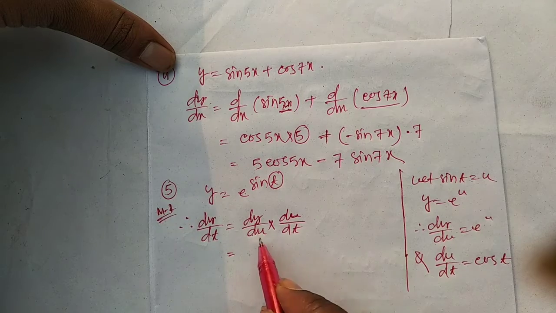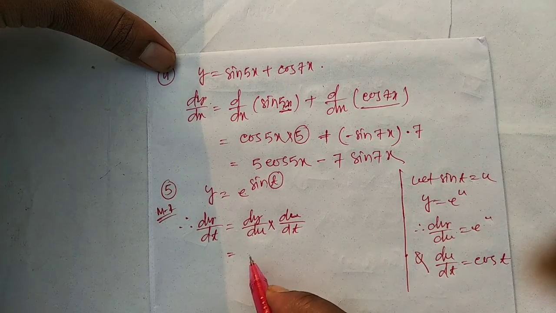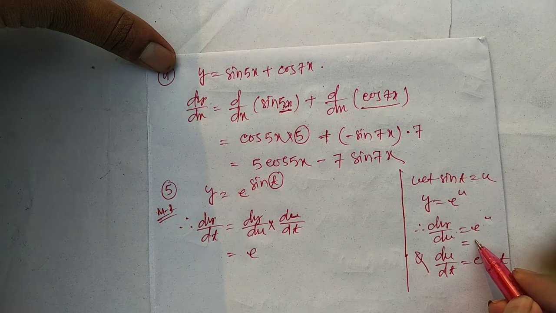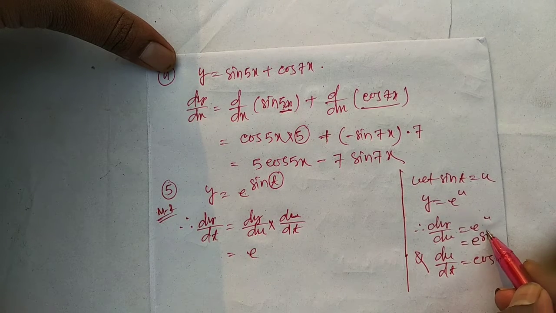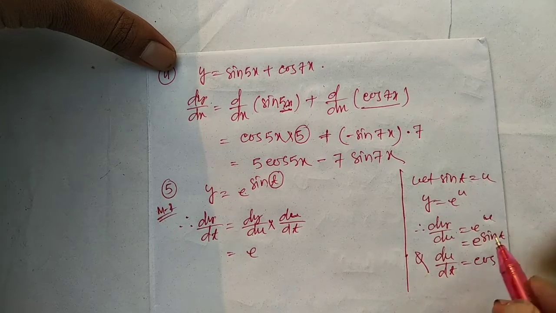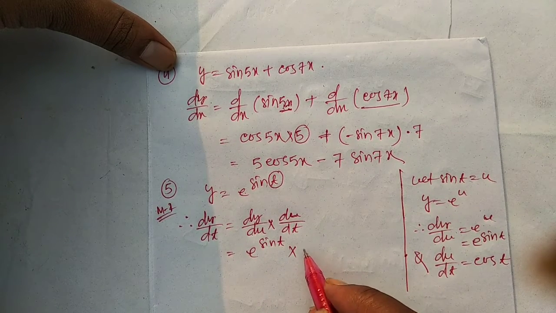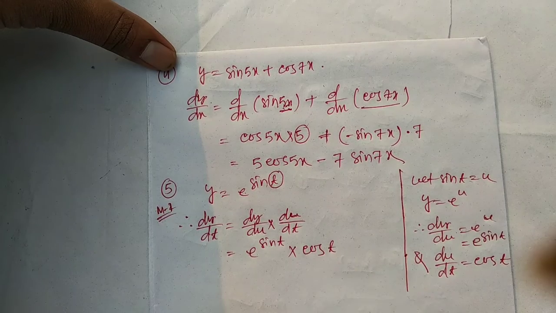So put everything here. Dy by du will be e to the power u, and the value of e to the power u is e to the power sin t. Replace the value of u. E to the power sin t into du by dt, which is cos t. So this is our final answer.